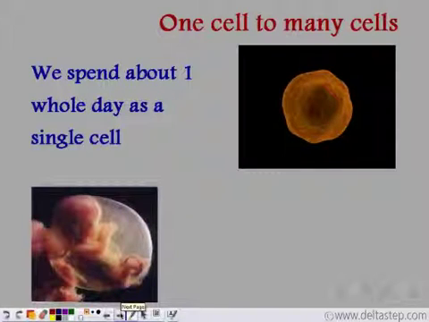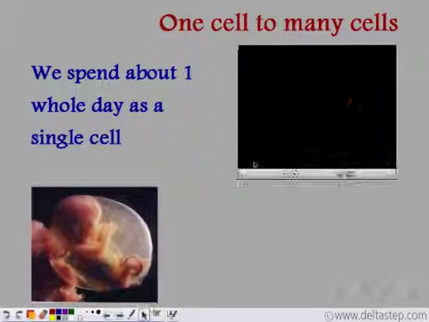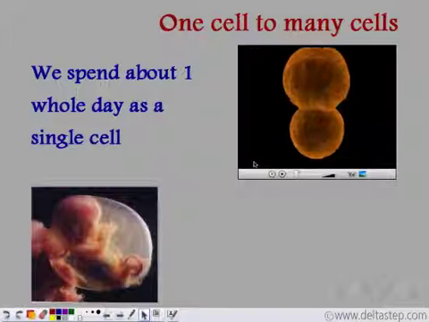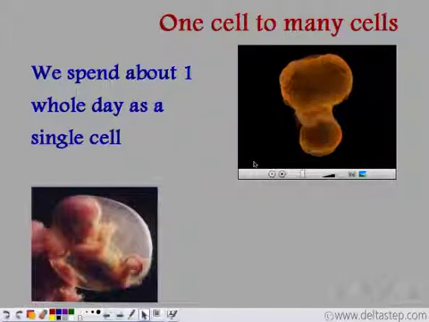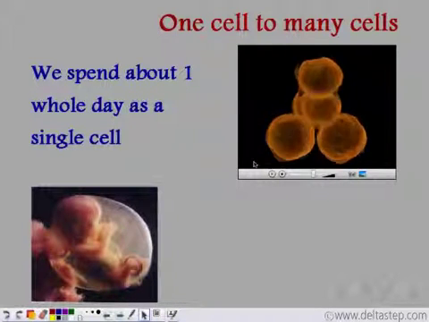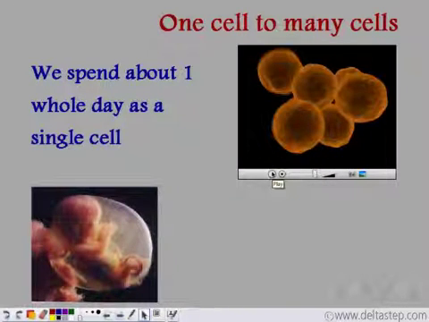Now you would be surprised to know that even we spent one day as a single cell. See? We were a single cell like this. The single cell divided to form two cells. Two formed four. And this process continued. So, one cell divided to form a lot of cells till a fetus was formed inside your mother's womb, and then ultimately you were born.